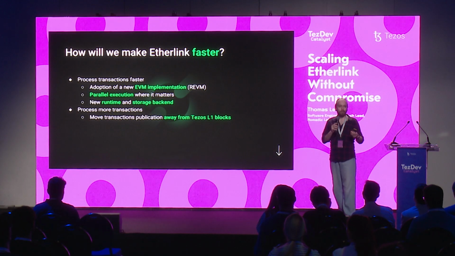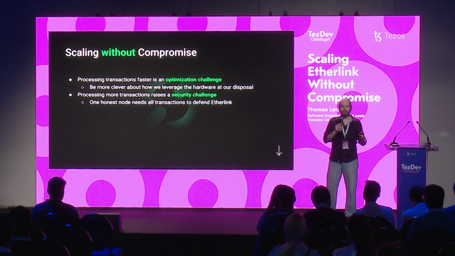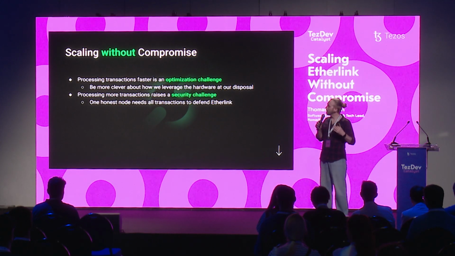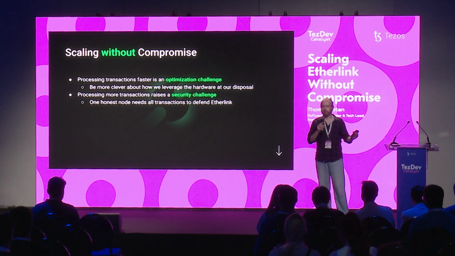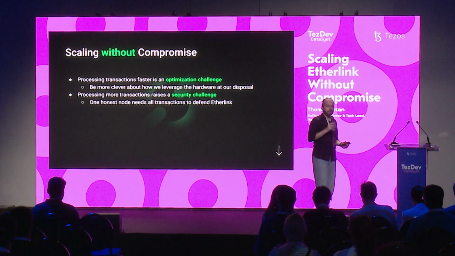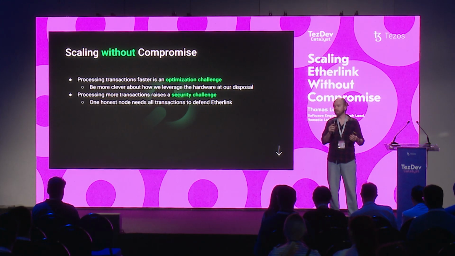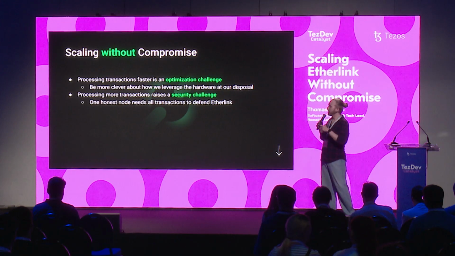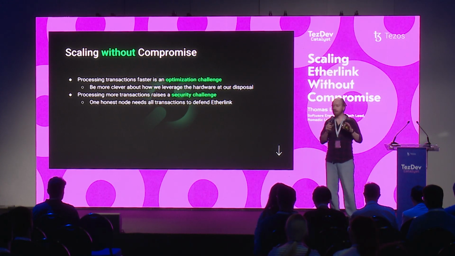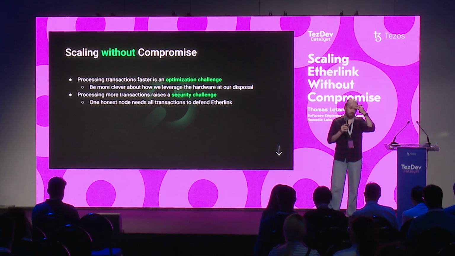And this is potentially a concern because when you consider scaling without compromise, you need to keep in mind what it means to increase both the speed of your system and the amount of data that you are transmitting. Processing more transactions faster is an optimization challenge. It's a hard one, but ultimately it's about using the hardware that we have at our disposal in a more clever way. But processing more transactions means publishing more transactions. And here we are potentially hitting a bar, or at least we would have if we didn't plan accordingly.